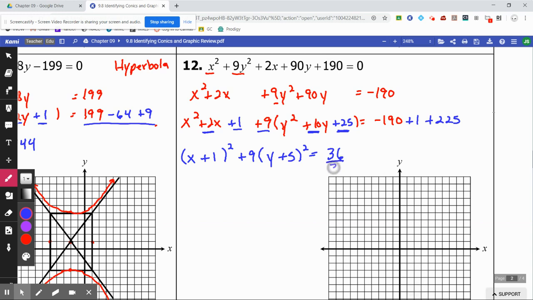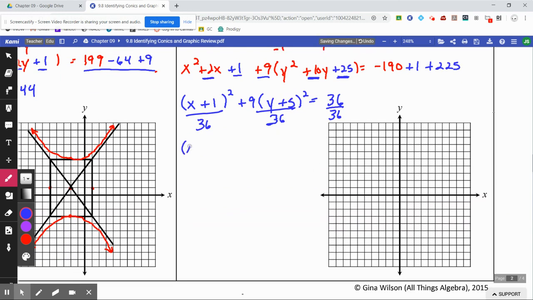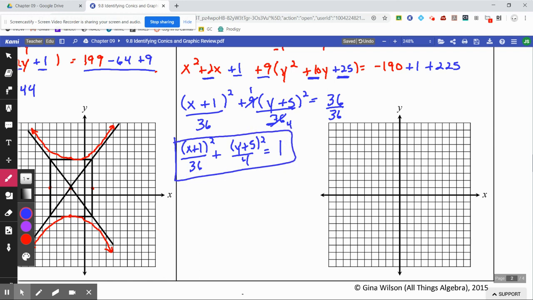Next step, we're going to take and divide every term by that 36. First term, nothing simplifies, so I have x plus 1 squared over 36, plus the 9 and 36 reduces to a 1 and a 4, so that gives me a y plus 5 squared over 4 is equal to 1. So therefore, there is our ellipse.